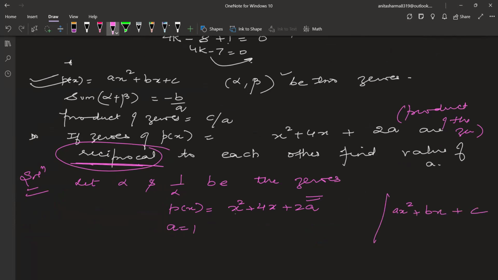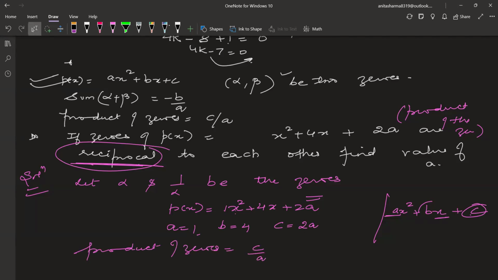So here coefficient of x square is 1, so value of a is 1. Here coefficient of x is b and here it is 4, so value of b is 4. Then c, the constant term, so value of c will be 2a. Got it, beta? So now find product of zeros. It will be c upon a, right?